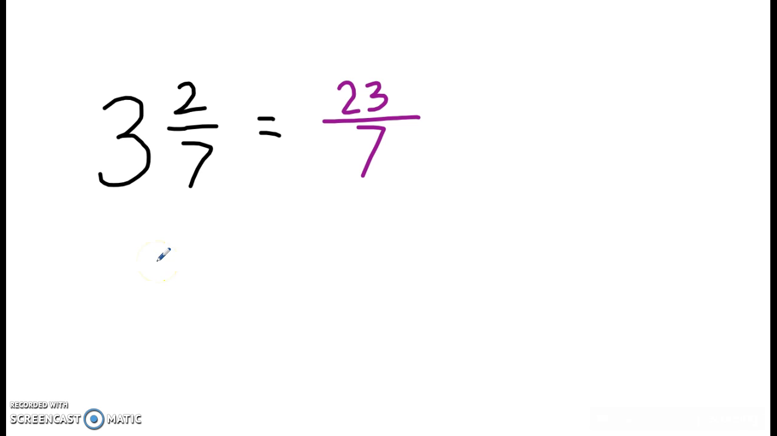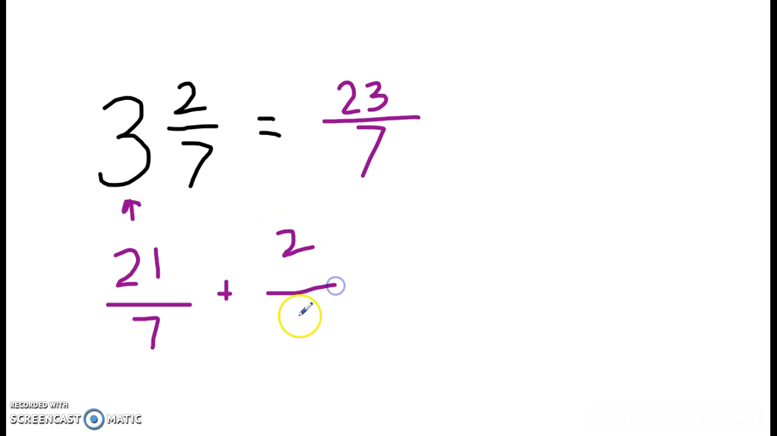The other way we said you could do that is really what we were just doing. It's the same thing as saying, well, I know that 21 sevenths is the same as 3. 21 sevenths is the exact same thing as 3. That's like 21 divided by 7. So if I have 21 sevenths and I add to that 2 sevenths, I would end up with 23 sevenths. 21 sevenths plus 2 sevenths is 23 sevenths.